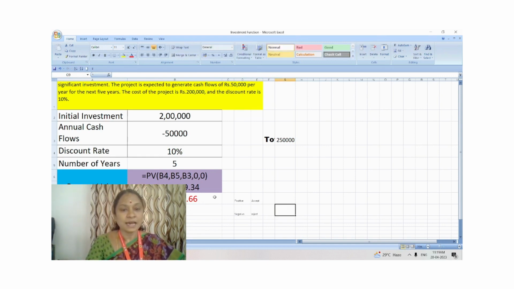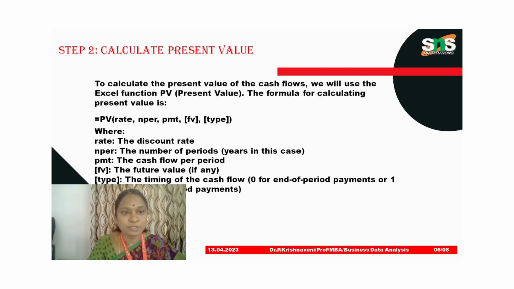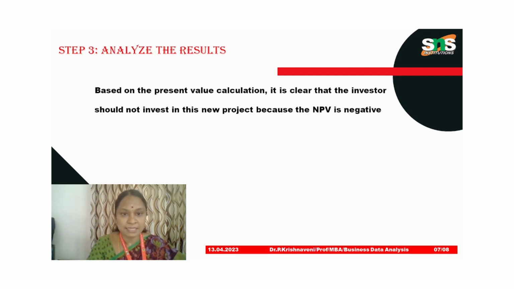Obviously this is the net present value of this particular investment. In this scenario, we need not make the investment because we are not going to get a worthy return from this proposal. So we are going to reject the investment. What we are going to recommend to our company X is to reject. We should not recommend them to make an investment in this particular project, because based on the net present value calculation, it is clear that the investor should not invest in this project because the NPV is negative.